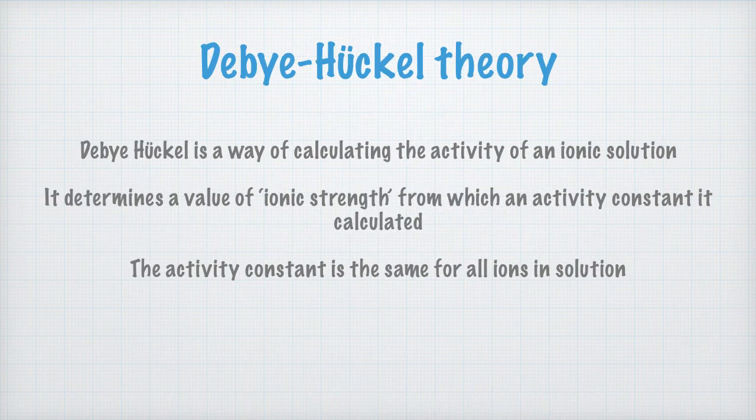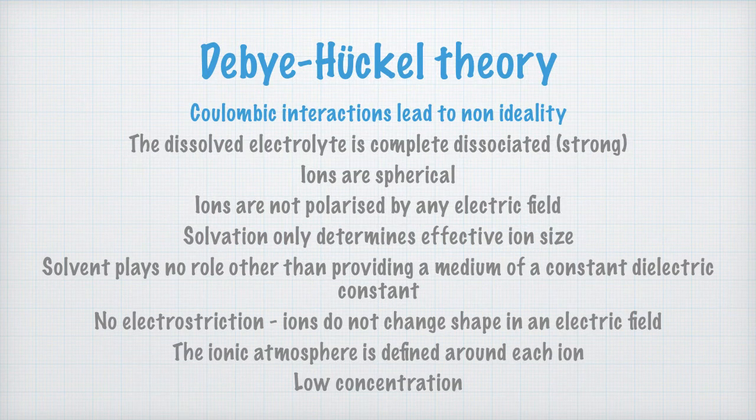Now, the Debye-Hückel theory is a way for me to calculate this activity coefficient, gamma, from the previous slide. It calculates a value of something called the ionic strength, which is essentially just a measure of the effective concentration of ions in solution, and takes into account differences in charge and things like this on the ions. And in an ionic solution, the Debye-Hückel theory will give an activity coefficient which is the same for all of the ions in the solution. Now, Debye-Hückel makes a few assumptions, the first of which is that if we have ions in solution, there will be Coulombic interactions between them, and that will lead to non-ideality.